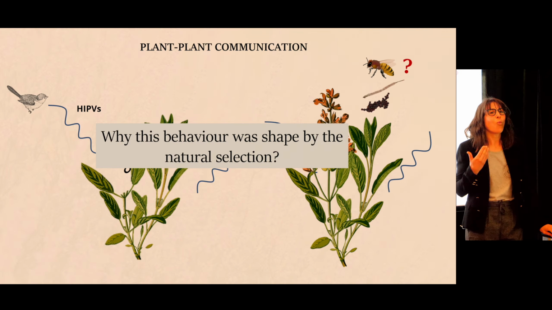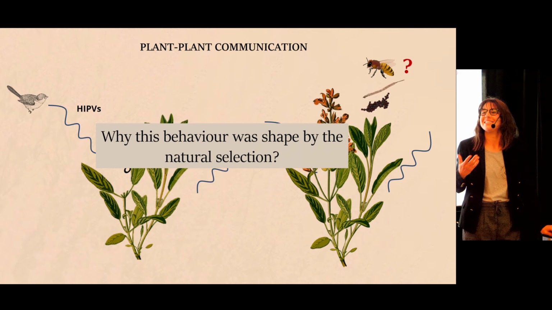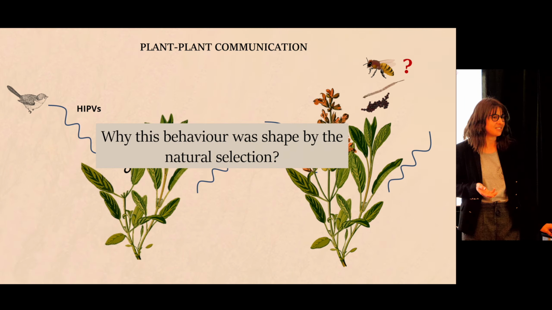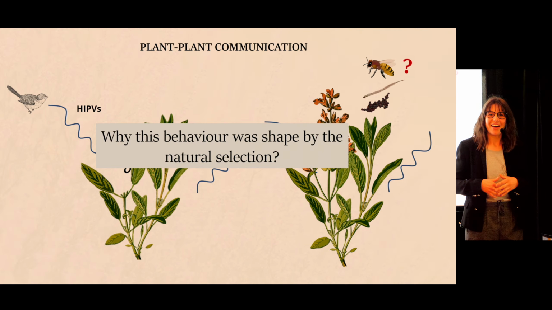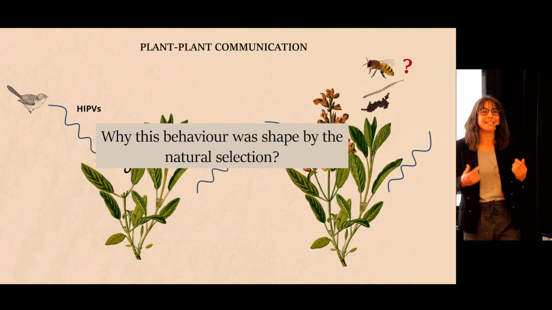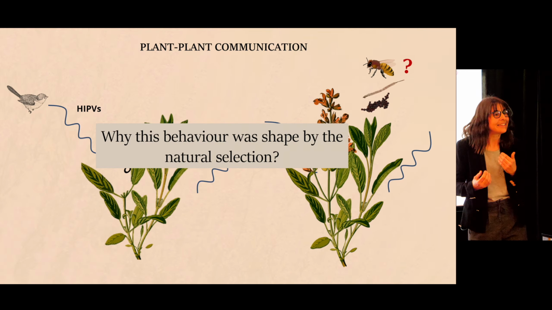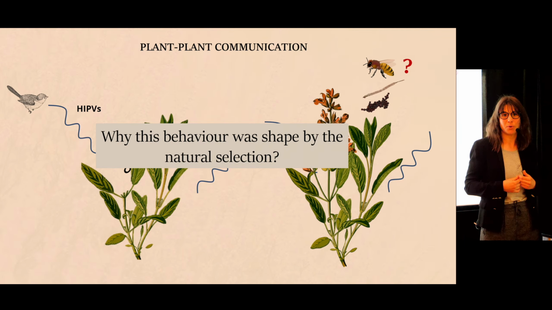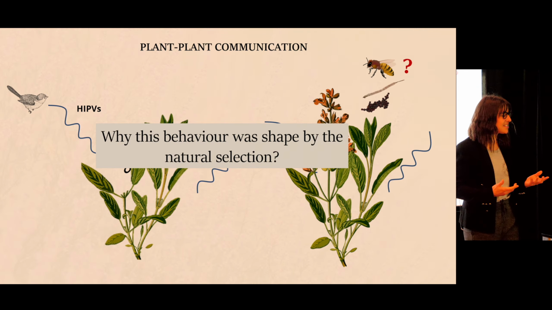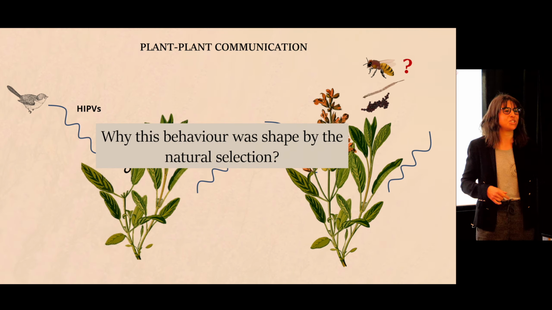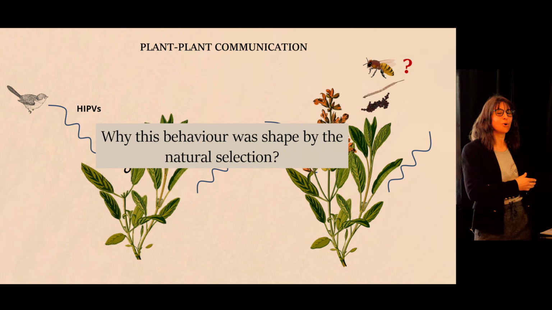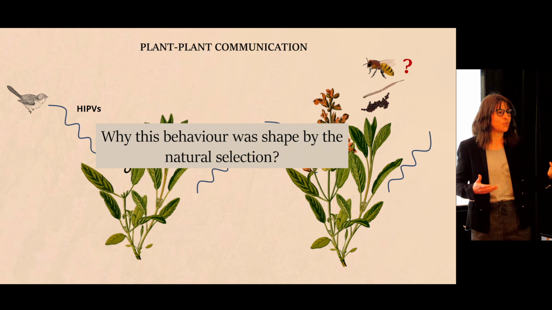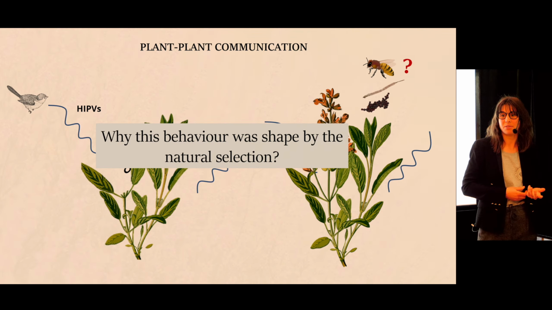We could wonder why this behavior was shaped and selected by natural selection. Usually, when an organism has a behavior or a trait selected by natural selection, it needs to bring a benefit for that individual. And in this case, it doesn't seem like there is a benefit for the one emitting these signals, because this plant is already damaged. And all the benefits go to the neighbor, who can be prepared and also can increase its reproductive success.